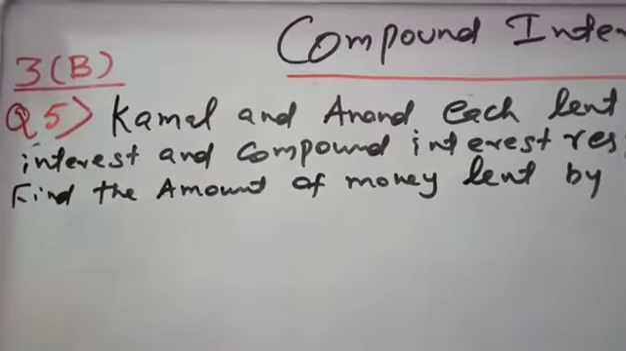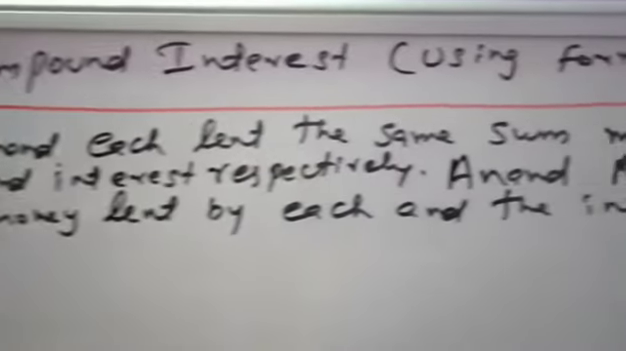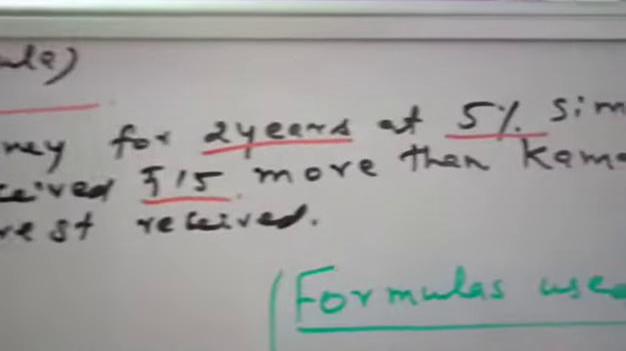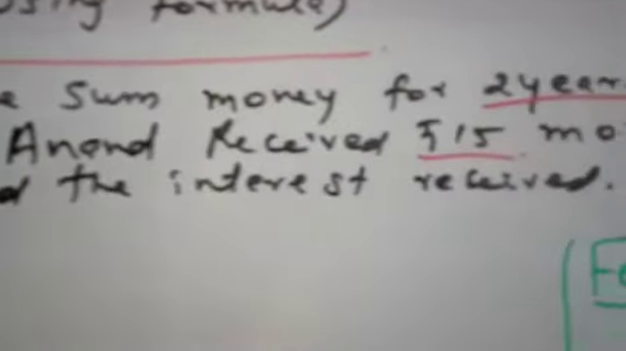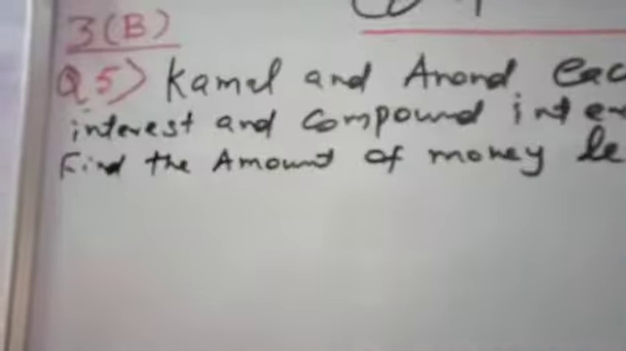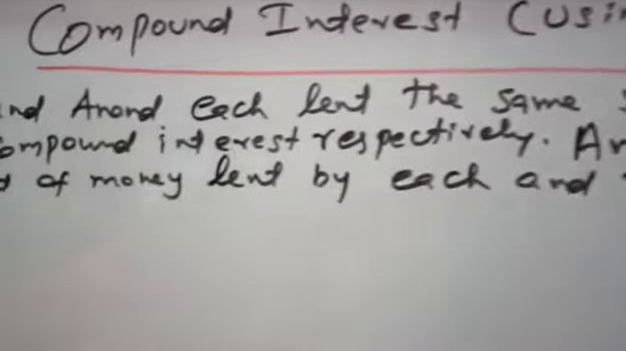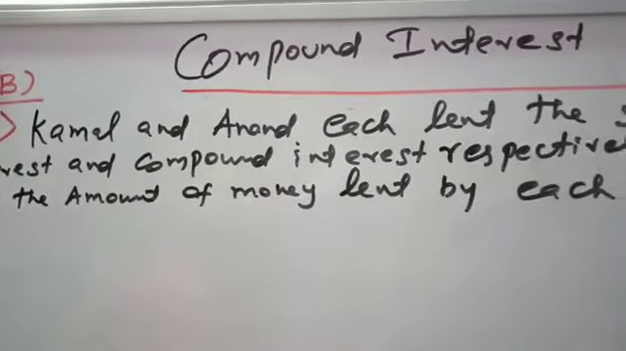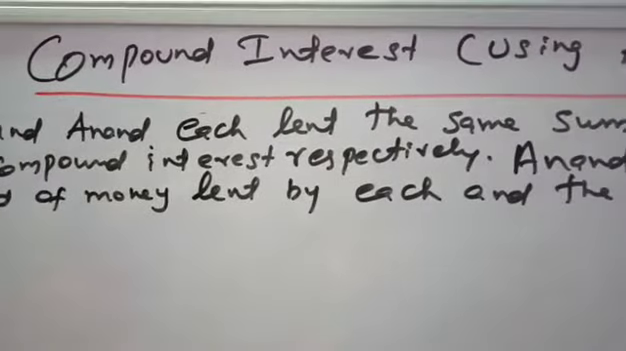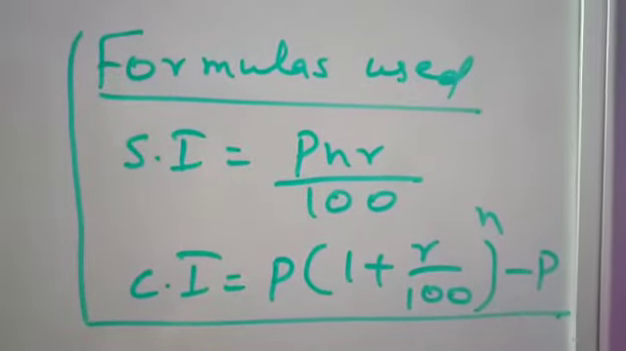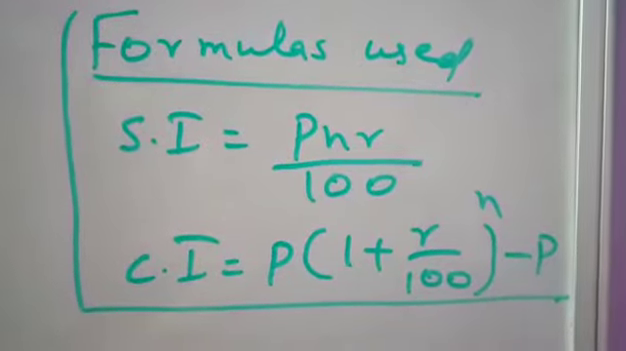Question 5. Kamal and Anand each lent the same sum of money for 2 years at 5% simple interest and compound interest respectively. Anand received rupees 15 more than Kamal. Find the amount of money lent by each and the interest received. So here we are going to find out the compound interest and simple interest and the difference. We are going to use two formulas here. Simple interest is PNR by 100, compound interest is P into (1 plus R by 100) power n minus P.